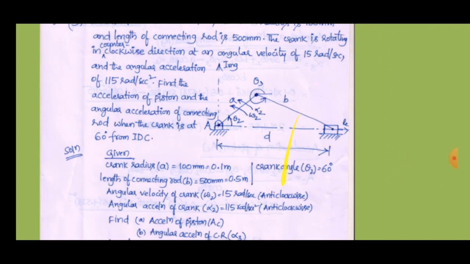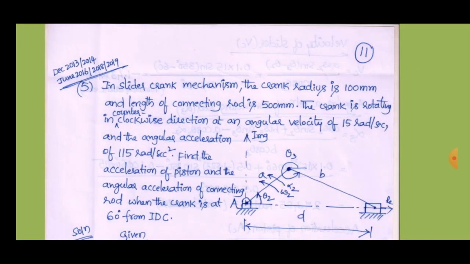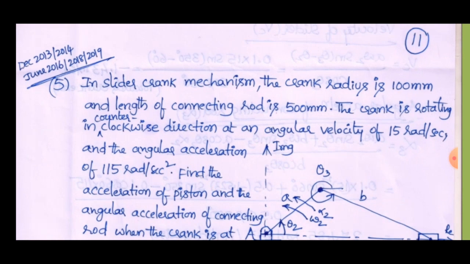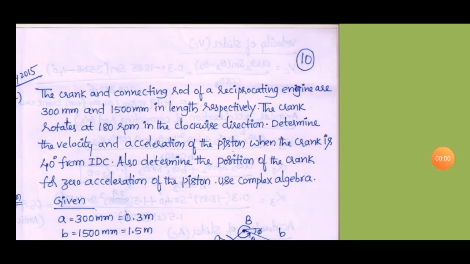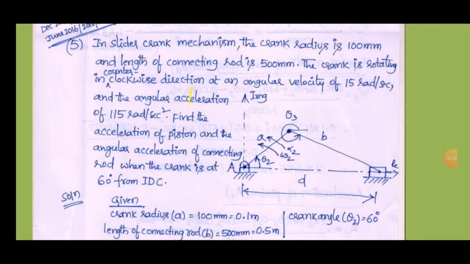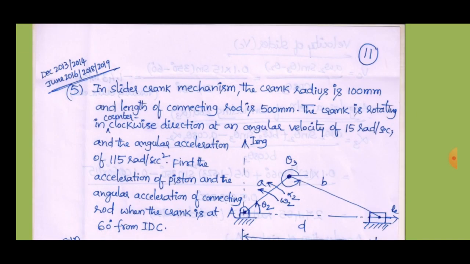Then one more problem. It appeared in 2013-14, December, January 2013-14. Now the problem number 5, it is December 2013-14, June in 2016 it came, 18 it came, 2019 it came.